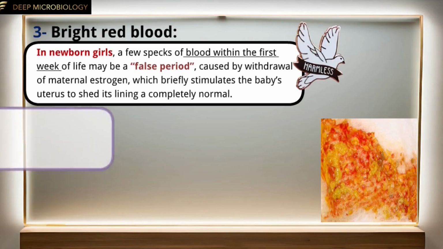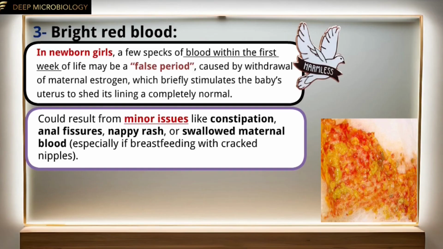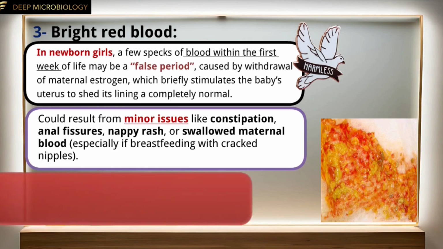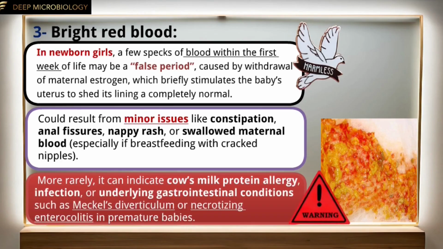However, bright red blood in the stool, in both boys and girls, could result from minor issues like constipation, anal fissures, nappy rash, or swallowed maternal blood, especially if breastfeeding with cracked nipples. More rarely, it can indicate cow's milk protein allergy, infection, or underlying gastrointestinal conditions such as Meckel's diverticulum or necrotizing enterocolitis in premature babies.